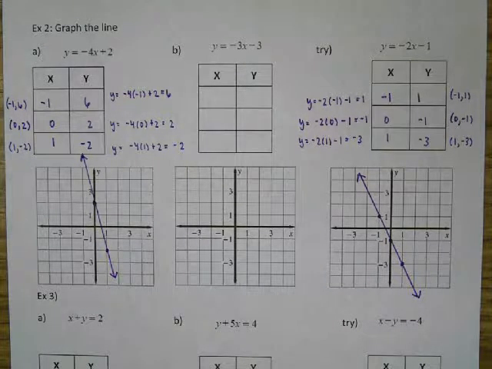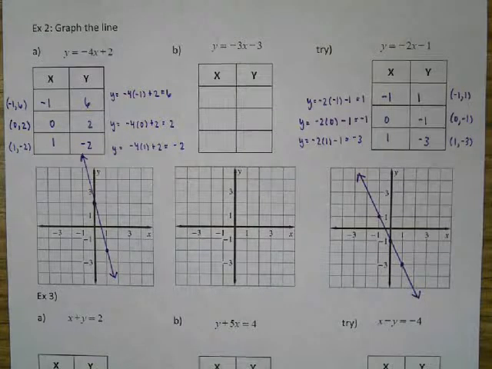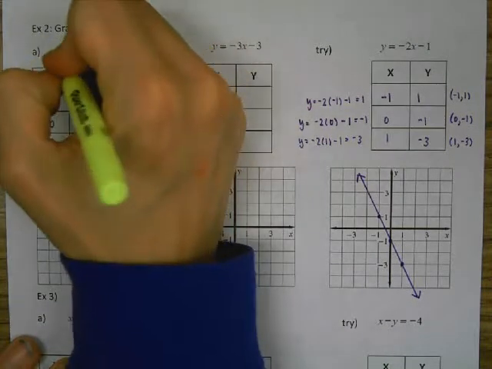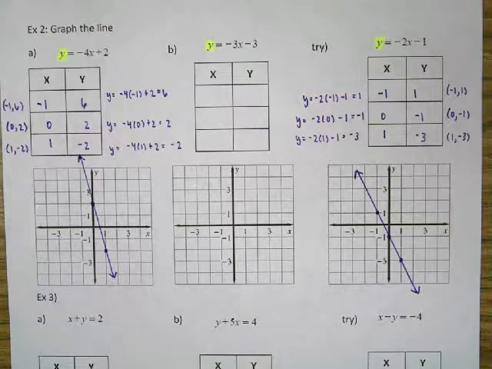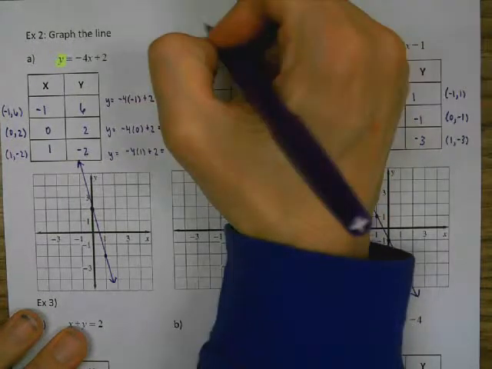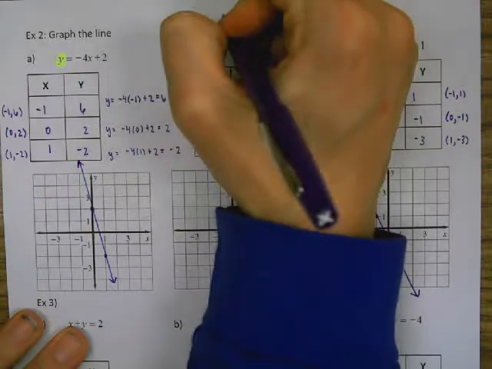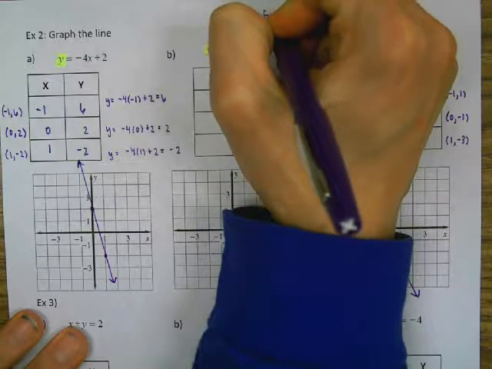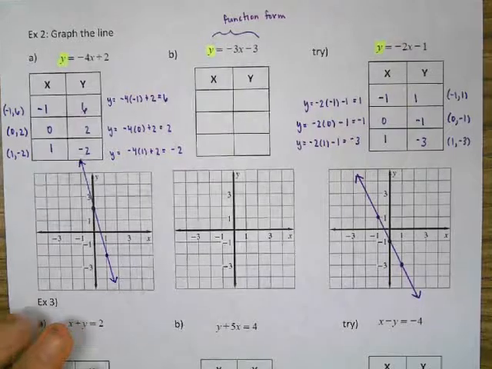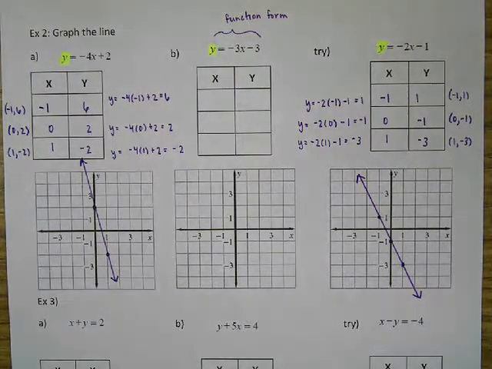Now, one thing I want to point out about all the problems that we've done so far is you may have noticed that y has always been by itself on the left-hand side. So in all three examples, y was by itself. And if you remember, we called that function form. And it made our equations really nice and easy to work with.